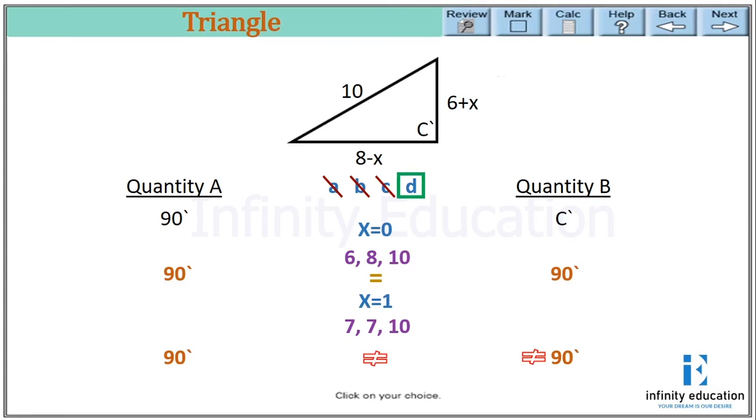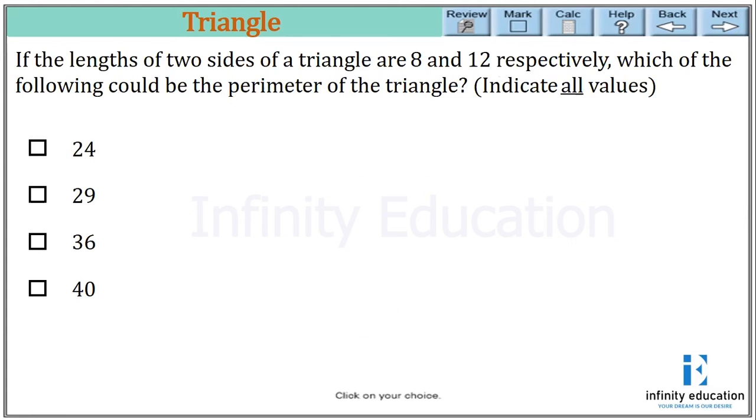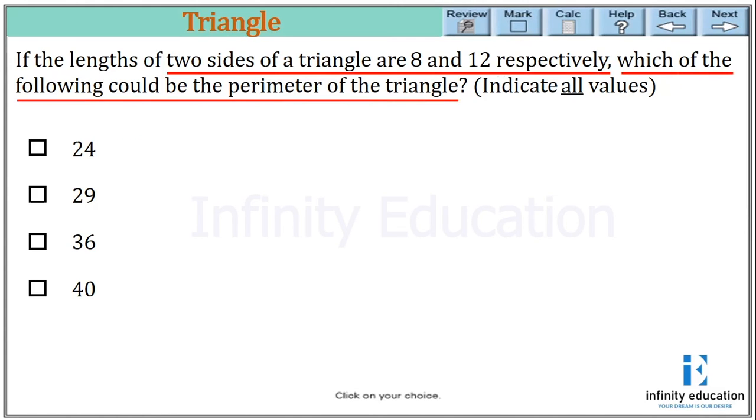Now let's see with one more example. If the length of two sides of a triangle are 8 and 12 respectively, which of the following could be the perimeter of the triangle? So it is given two sides as 8 and 12 respectively. The question is asking which of the following could be the perimeter of the triangle.